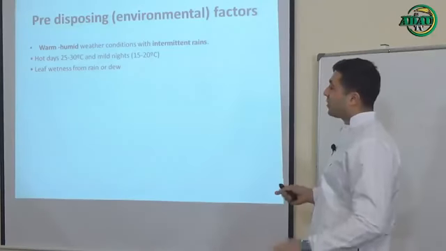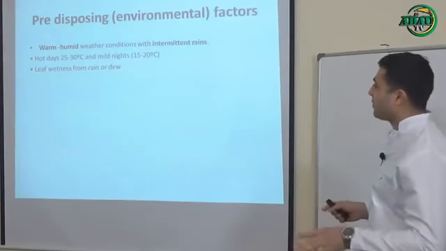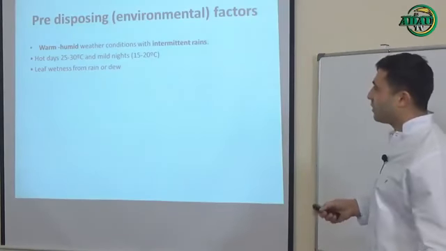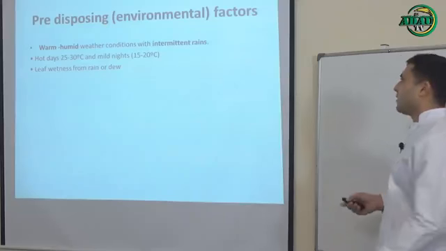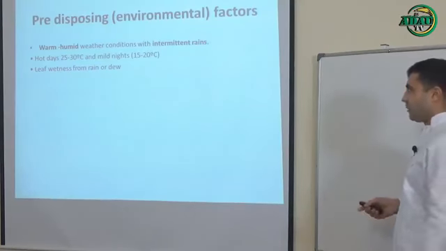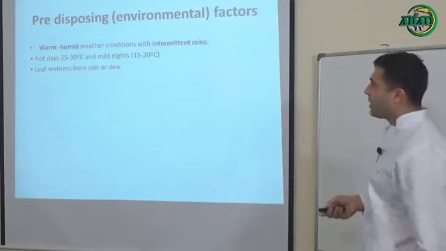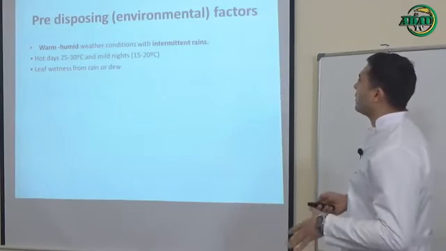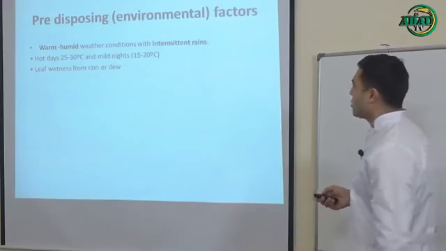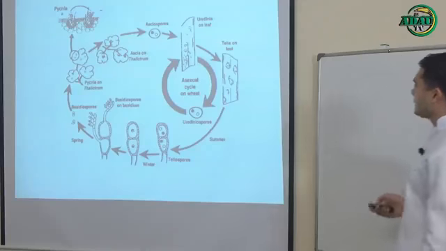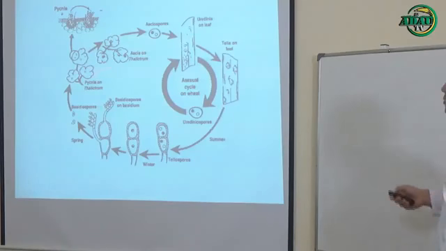Actually, the hot days are favorable for these pathogens, between 25 and 30 degrees, and at midnight 15 to 20 degrees is an available temperature for the pathogen. Also, leaf wetness from rain or dew makes conditions available for pathogens. So here, as you can see, is the life cycle of the pathogen.